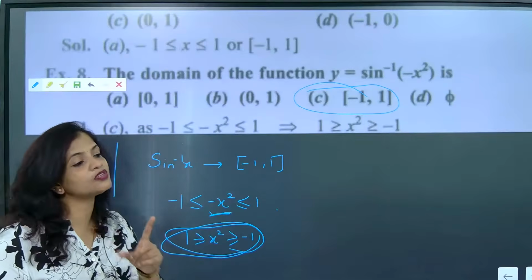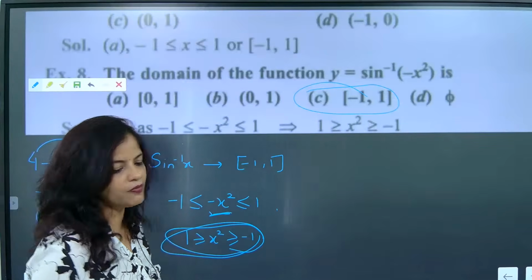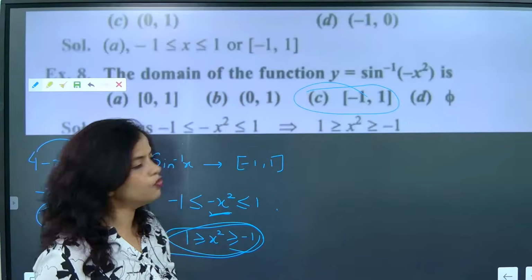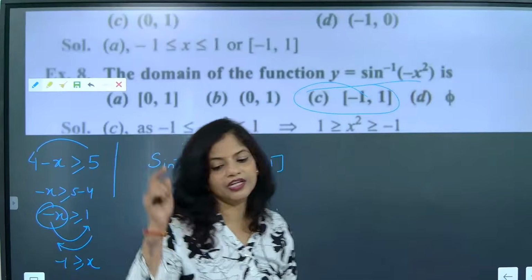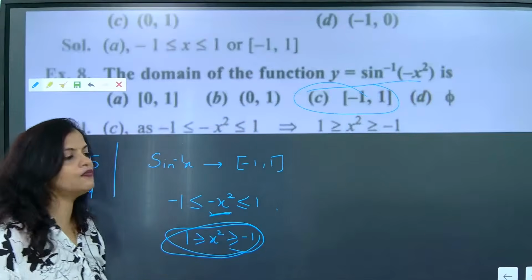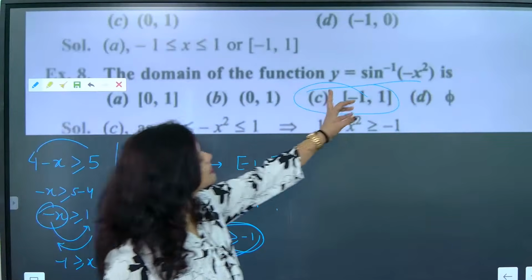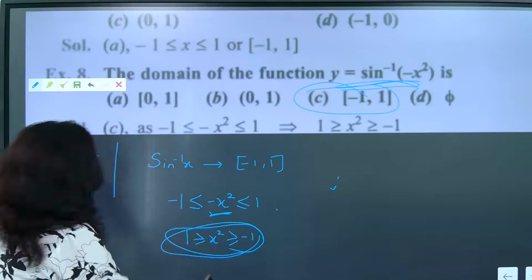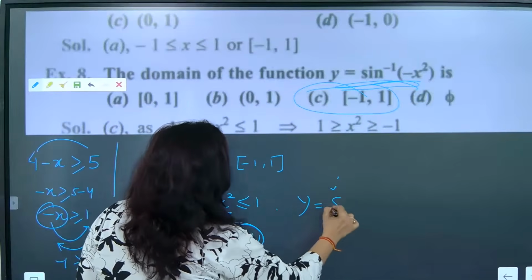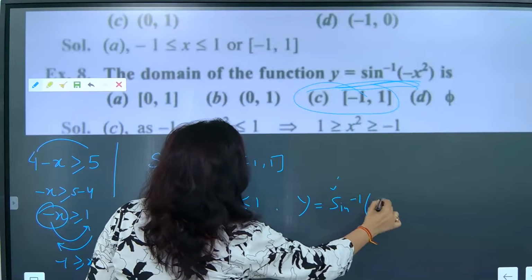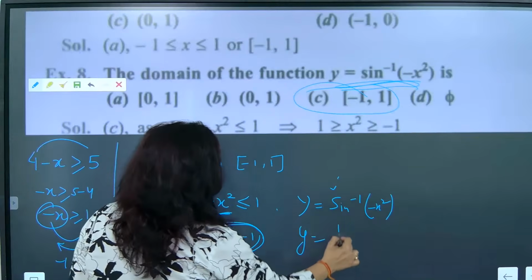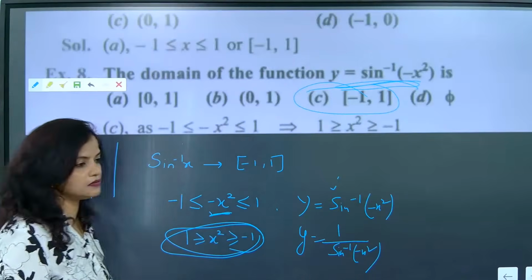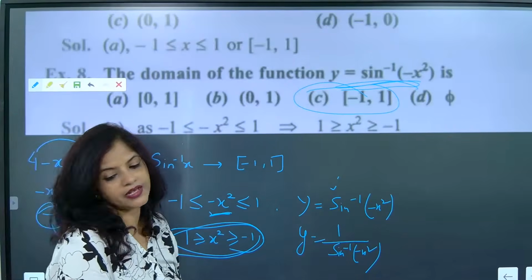One thing you must remember: if the question is given like this, then you can solve it like that. But the moment this part comes in the denominator, the entire section will change. Right now, this is in the numerator. That means the question is written as y is equal to sin inverse of minus x square. But if the question is written like this, you can't take the zero value.